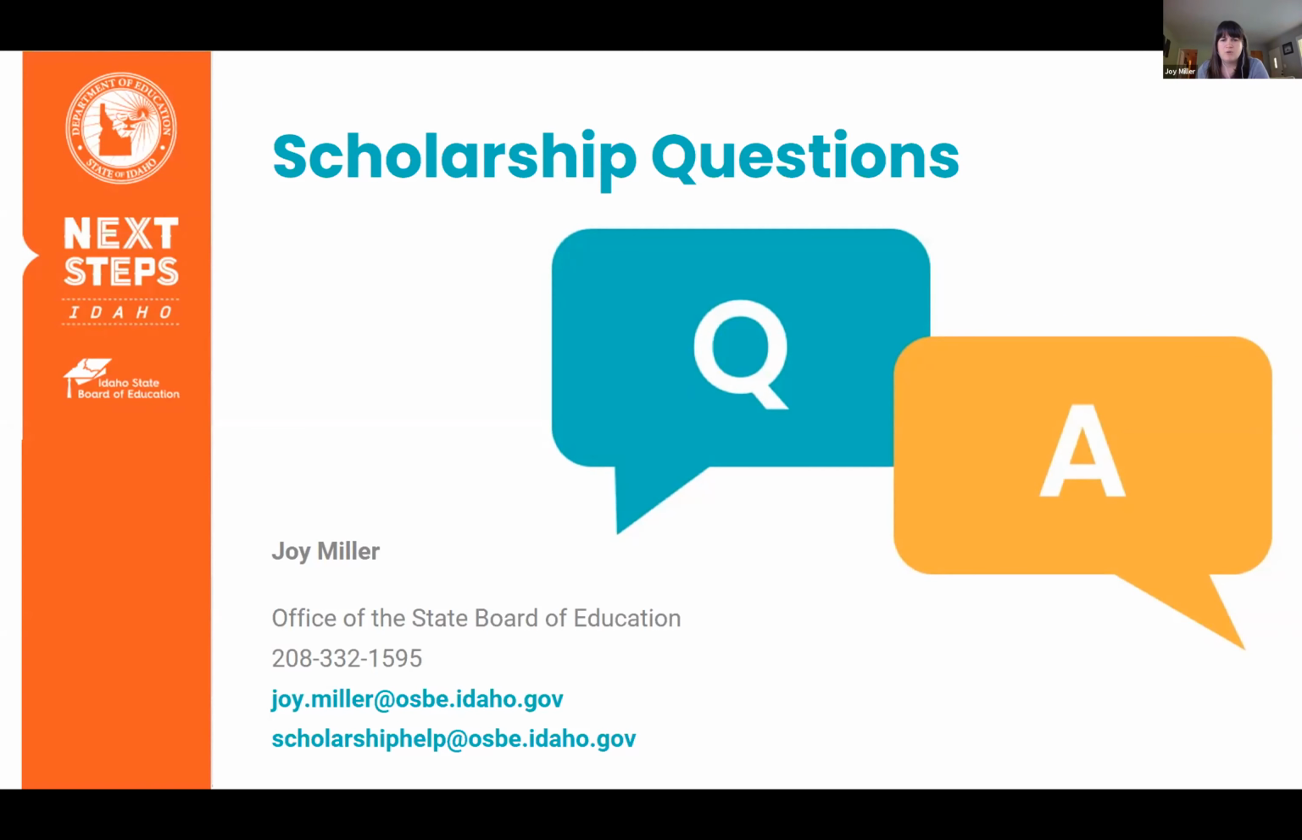And state programs deadlines. So if this is referring to Opportunity, the deadline for Opportunity is March 1st. Post-secondary credit is a rolling deadline. And the Governor's Cup, the academic is February 15th and the CTE is April 15th.